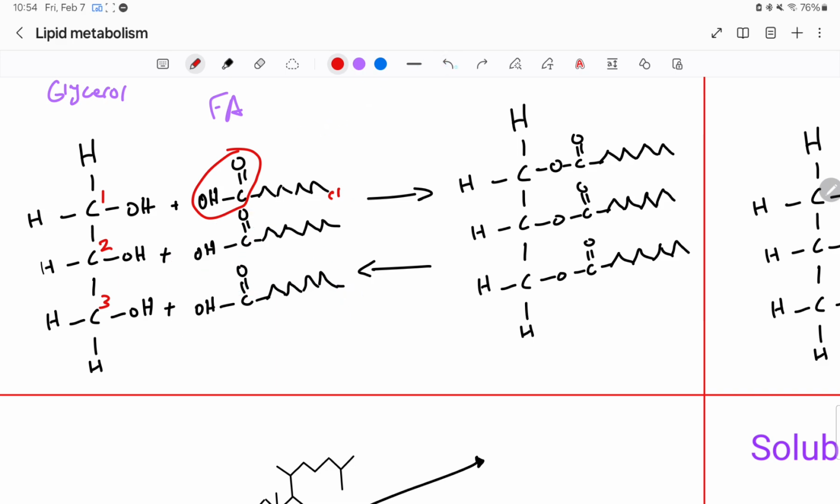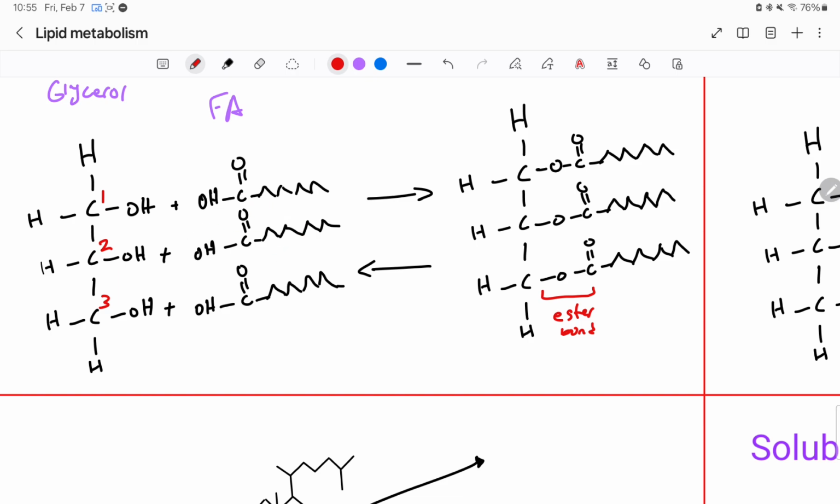Okay, when this carboxyl side interacts with a hydroxyl group on this carbon, they actually form a special bond through a condensation reaction. The bond that they form is called an ester bond. So let me show it to you right here. They form this bond right here. It's called an ester bond. An ester bond is basically just a carbon, oxygen, carbon, oxygen, carbon. That's how it is. And that's an ester bond.